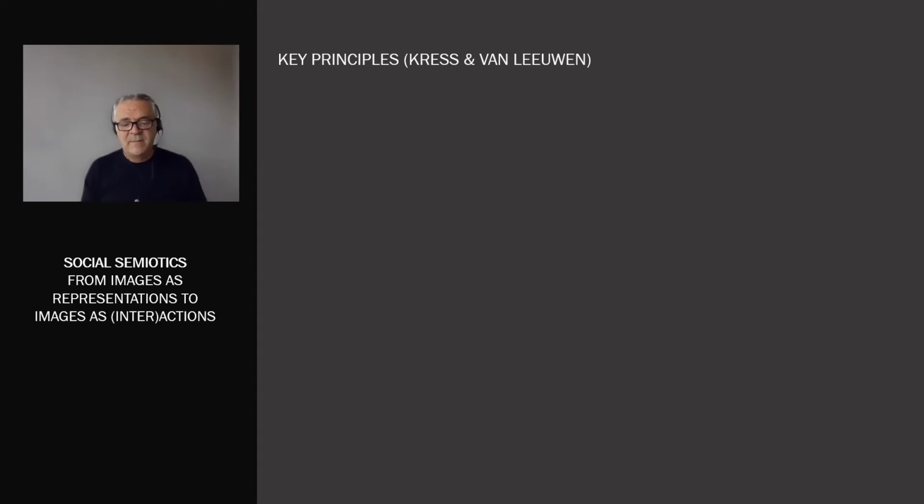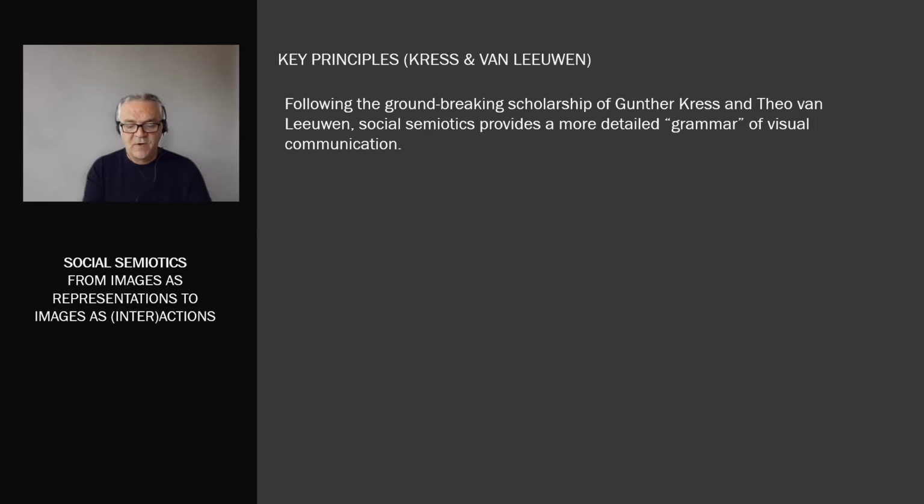So along these lines, let me offer you just a few basic principles of social semiotics. Many of the core principles come from the work of Günter Kress and Theo van Leeuwen, and particularly their groundbreaking book published in 1996 called Reading Images, A Grammar of Visual Design. And in this book, as the title suggests, they offered a more detailed grammar of visual communication. They were interested not only in what's represented in images, but also concerned with many more subtle features.